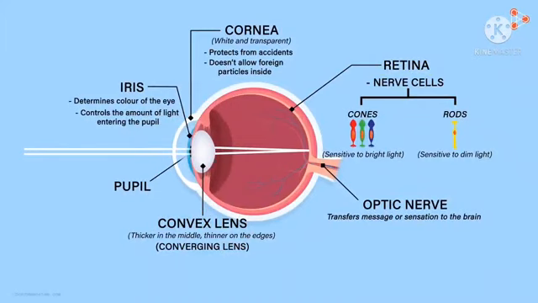The retina consists of two types of nerve cells, namely cones and rods. They transfer the message through the optic nerve. There is a lot of information to digest, so we will stop here and continue to learn more about the eye in the next lesson.